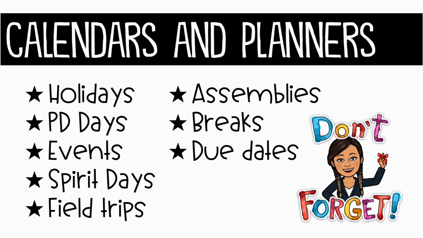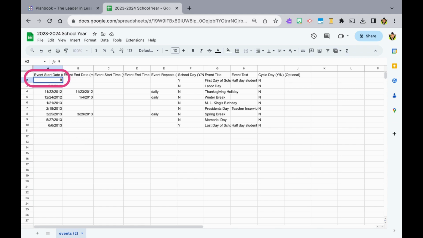Then whip out your school calendar and any other planners for the school year that include PD days, events, national, provincial holidays, parent-teacher interviews, spirit days, etc. On the school sheet, it starts with the event start date. This is where you'll add most of your dates. If you have a spring break and there are multiple days that the event includes, then add an end date. Otherwise, move on to the next column.